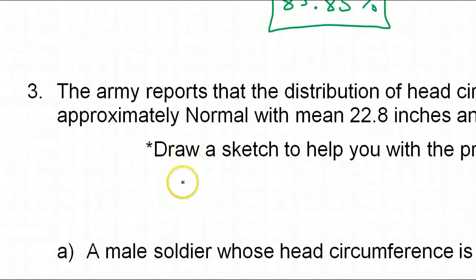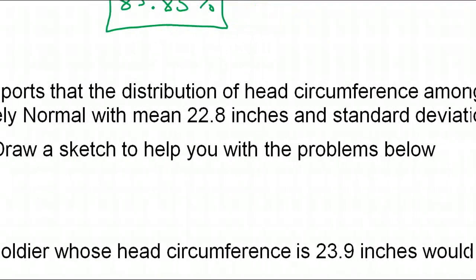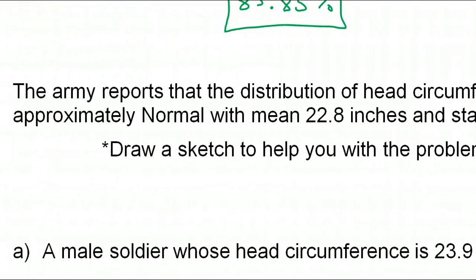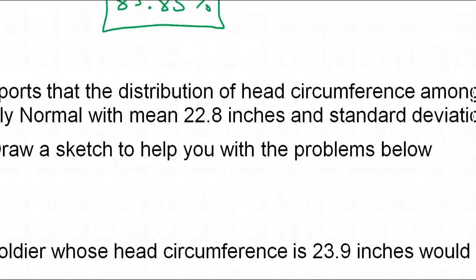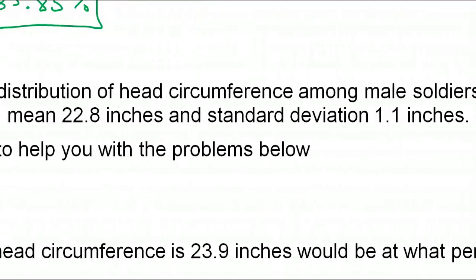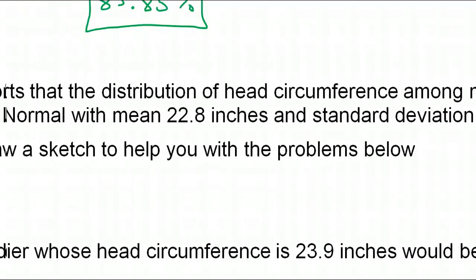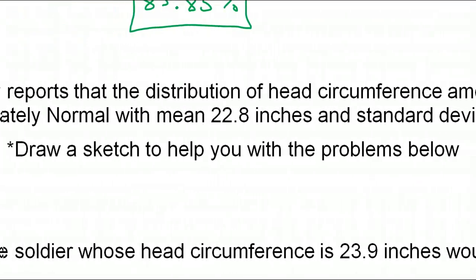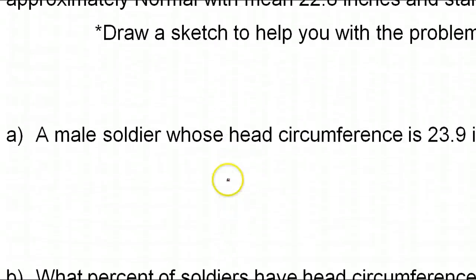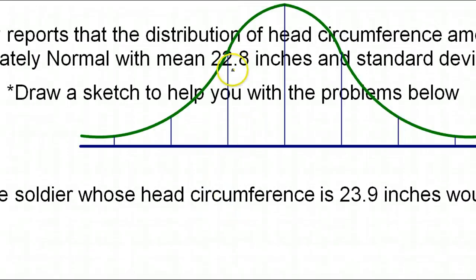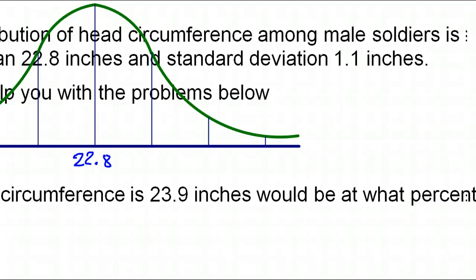The Army reports that the distribution of head circumference among male soldiers is approximately normal with a mean of 22.8 inches and a standard deviation of 1.1. Draw a sketch to help you with the problems below. Alright, well here comes my sketch. They mentioned the mean is 22.8, so that means I will have 22.8 right in the middle. The standard deviation is 1.1.